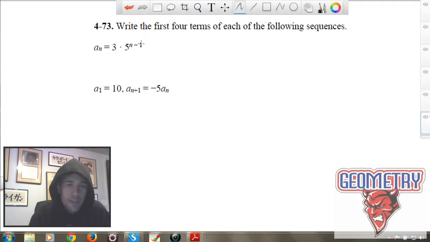3 times 5 to the n minus 1. So when n is 1, we have 1 minus 1, which is 0. 5 to the 0 is 1. Anything to 0 is 1. 1 times 3 is 3.